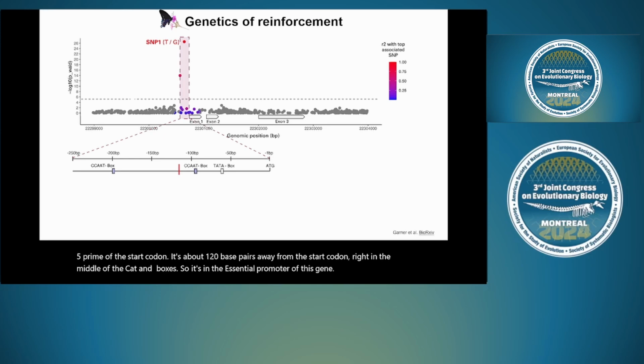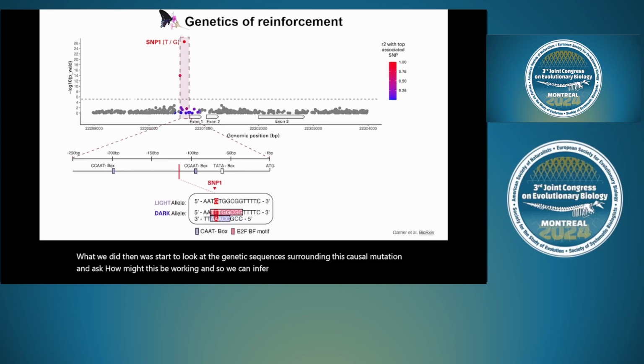What we did then was start to look at the genetic sequences surrounding this causal mutation and ask how might this be working. And so we can infer transcription factor binding sites, and what we see is that in the light allele, there's nothing really going on right here at this spot. But in the dark allele, we have now introduced the potential for 2 new promoter motifs. One of them is an inverted CAT box, and the other is a new binding site for this E2FBF motif. And so we know from other systems that both of these motifs can be associated with upregulation.